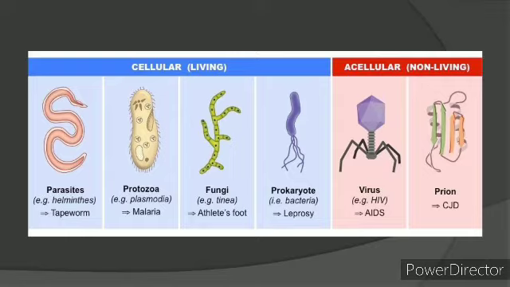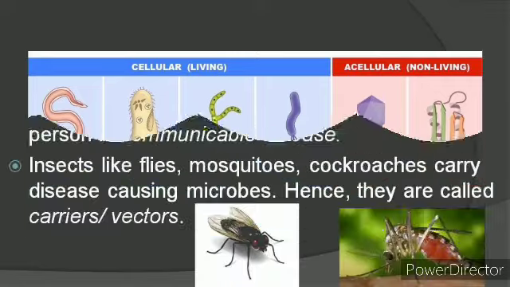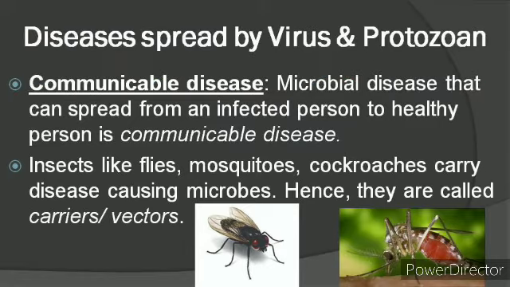So when you have different types of disease spread, there are different types of disease spread by virus and protozoan, and we can divide them into two parts. First is communicable disease.